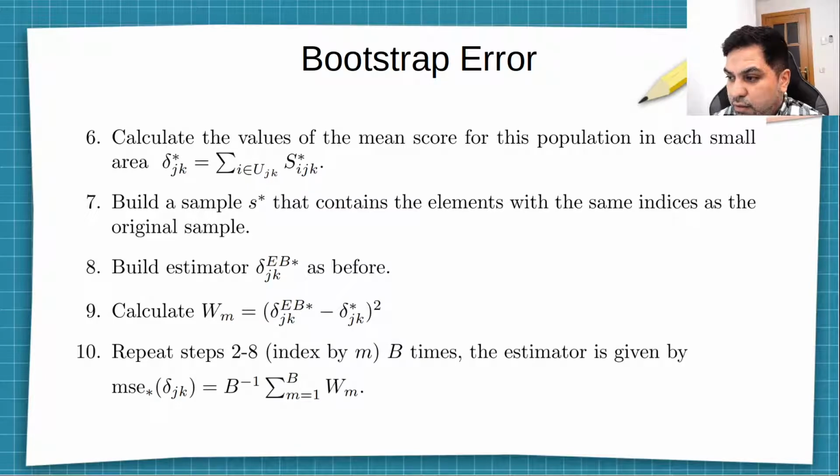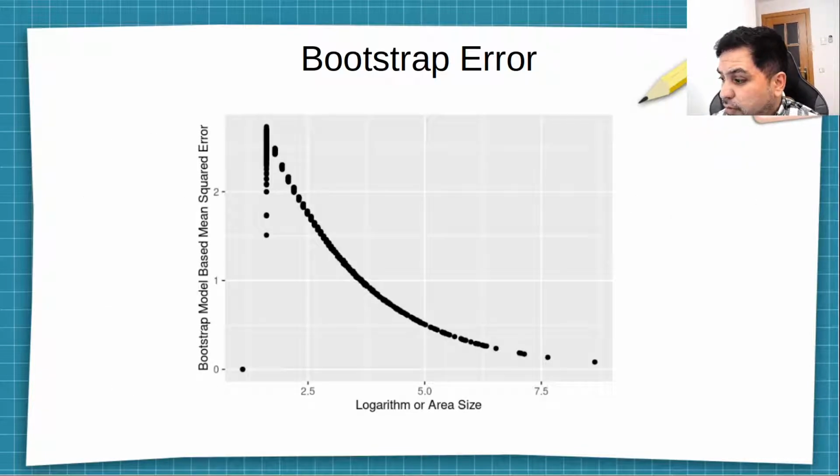We recover our original samples with the indices and calculate the estimators as before, and we can get an error from this bootstrap sample. We simply take the quadratic error for this bootstrap sample and average over multiple iterations of this, and this will be our bootstrap error.